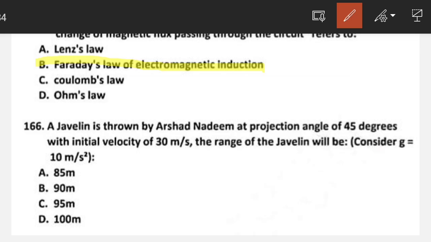that tells us about how EMF is being generated in the generators. Question number 166 is a javelin is thrown by Arshad Nadeem at projection angle of 45 degree with initial velocity of 30 meter per second. The range of the javelin will be considered G is equal to 10 meter per second square.